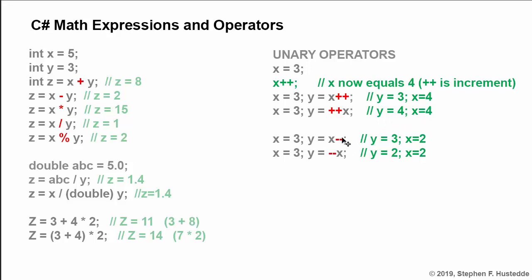We can do the same thing with decrementing using minus minus rather than plus plus. So again, if we said y equals x minus minus, y would equal 3, but x would equal 2, because it's going to go from 3 to 2 after it's assigned the value of y. And here, x equals 3, y equals minus minus x, y is going to equal 2, and x is going to equal 2 because it does the decrement first and then assigns the value.